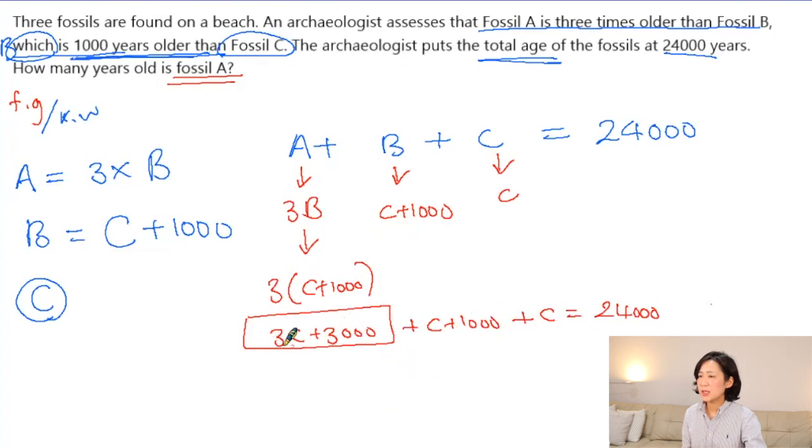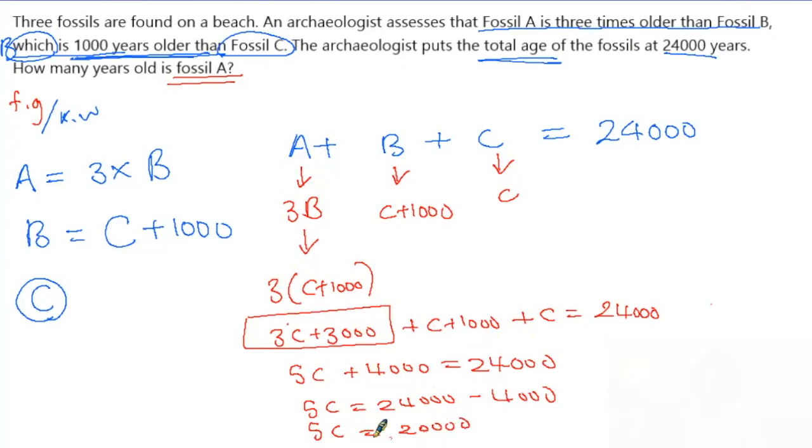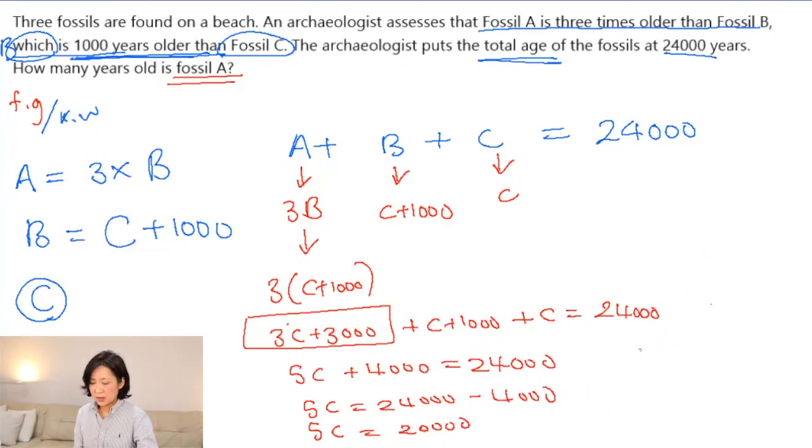Then let's collect the C's. We can see 5 C's, and then 4,000 gives you 24,000. Now 5C equals 24,000 take away 4,000, and then 5C equals 20,000. So C is 20,000 divided by 5, which is 4,000.